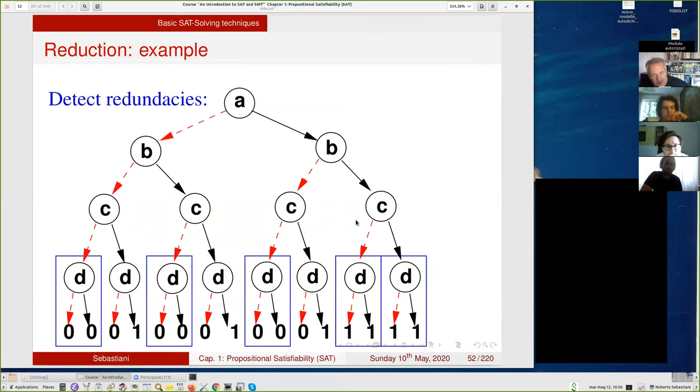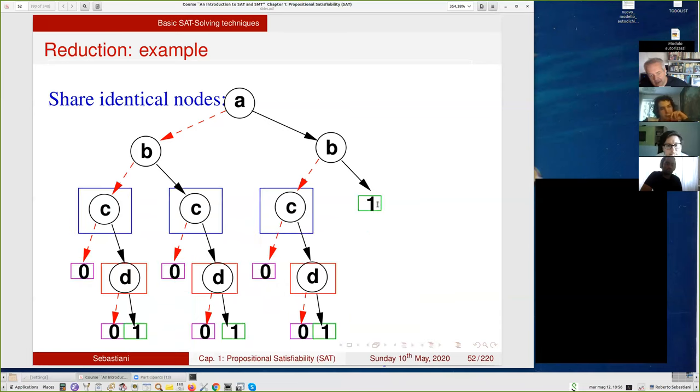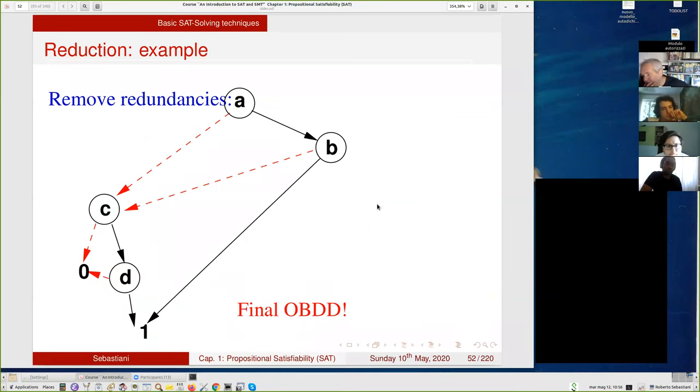So this process is called the reduction, and you may reduce the graph drastically. Notice that the result is unique. You may have different strategies, so you can get there faster or slower, but at the end of this process, when you have applied all these rules until a fixed point, you obtain the very same OBDD, regardless of the strategy that you have used.